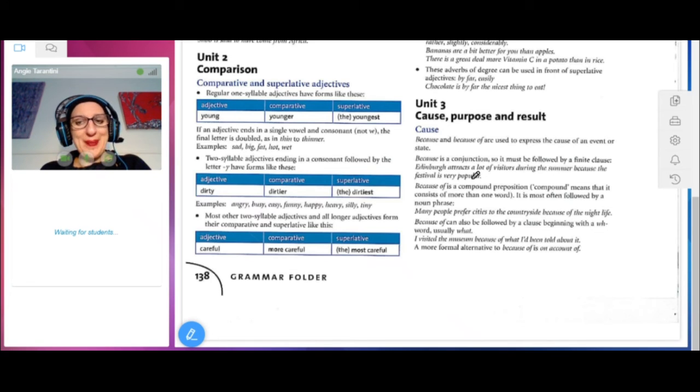Because of is a compound preposition. Compound meaning consisting of more than one word. It is most often followed by a noun phrase. Many people prefer cities to the countryside because of the nightlife. A noun phrase is a phrase which includes a noun and usually something else. Could be a modifier or something else. Because of can also be followed by a clause beginning with WH, usually what. I visited the museum because of what I'd been told about it. So a more formal alternative to because of is on account of.